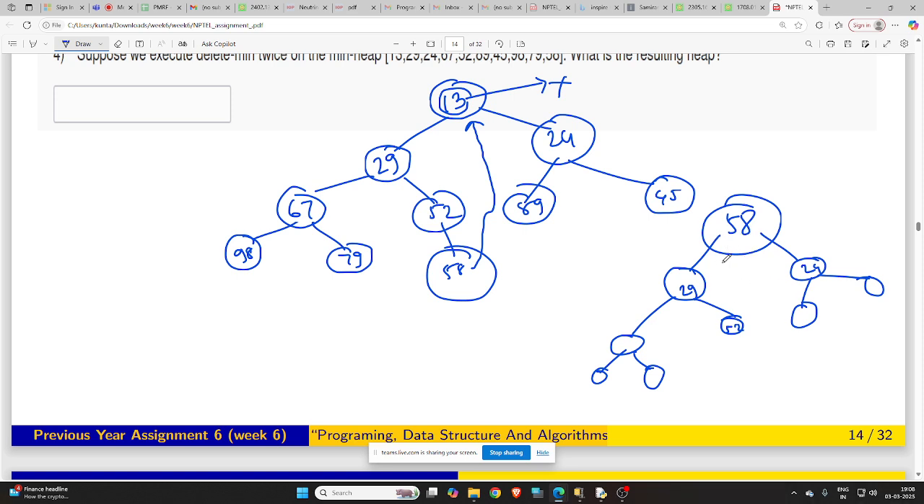But now you can see, if it is a min heap, then obviously this condition is not satisfied, that 58 should be less than 29 and 24. But you can see that this is not true. So what will happen? The minimum of these two will shift. So of 29 and 24, 24 is the minimum... 29 is shifted here and this will come here.